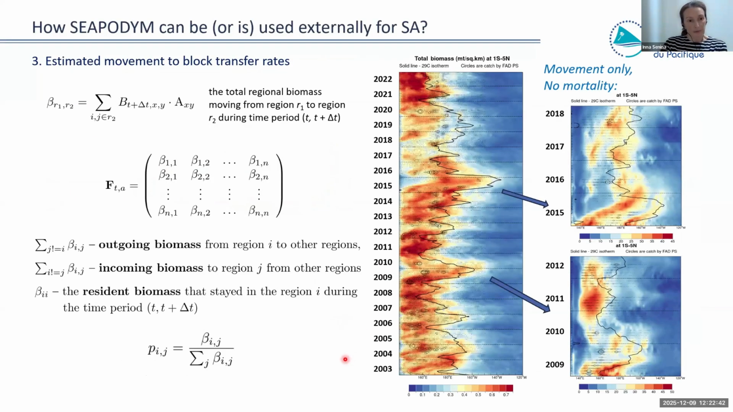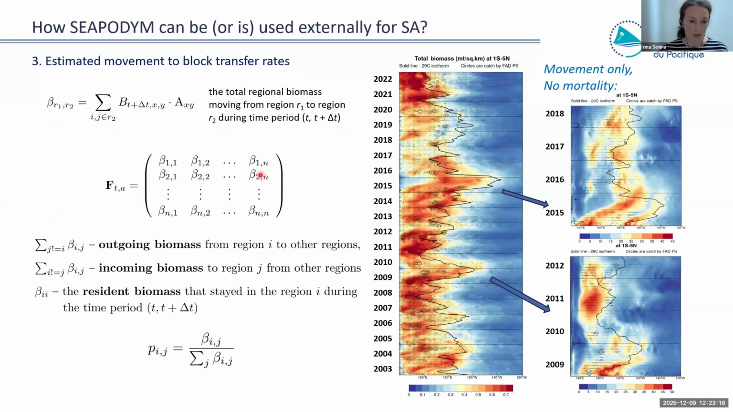And the third example is the estimation of movement, the use of estimated movement to derive the block transfer rates. With CPDIM, we can compute the flow rates from one region to another. For example, this one, the beta, shows the total regional biomass moving from region 1 to region 2 during the given period from T to T plus delta T.